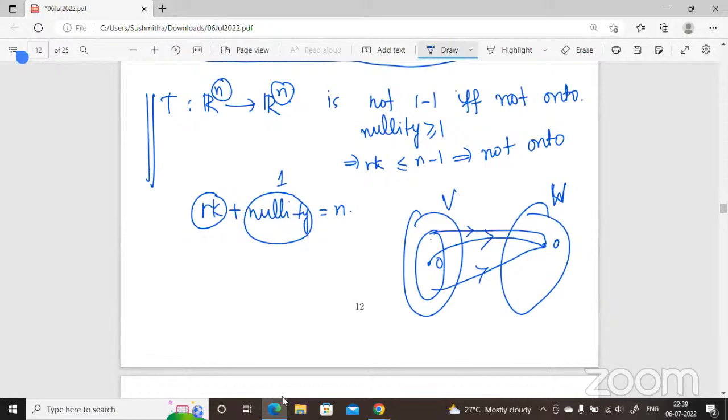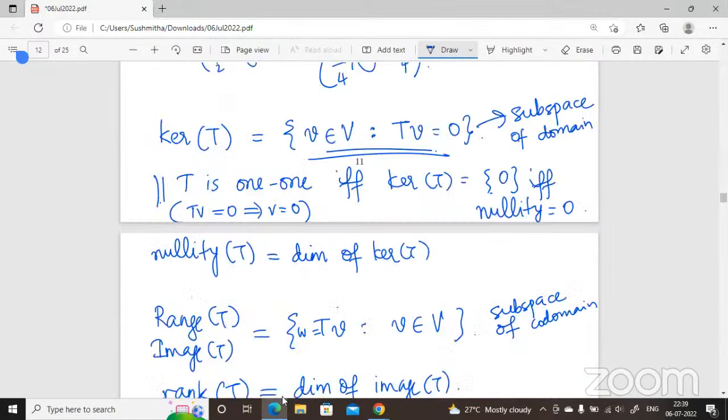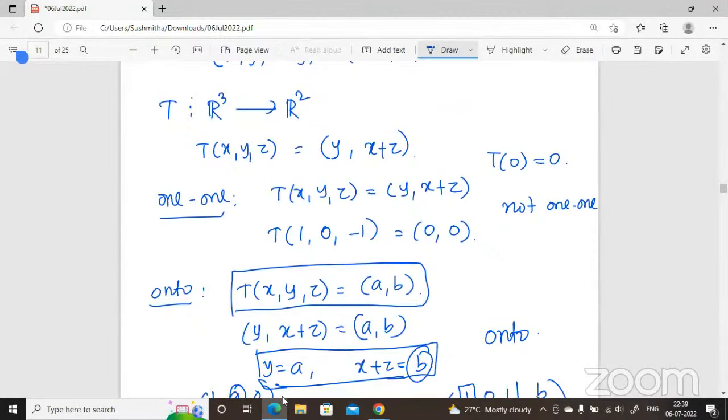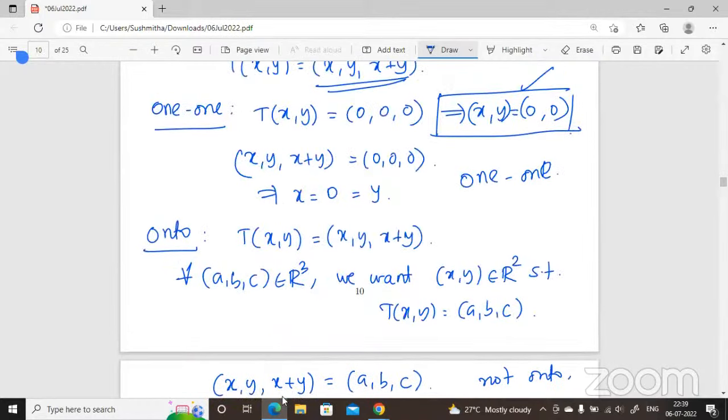And this will not hold if it is R^m and R^n, is it? Yeah, this doesn't hold there, because we have seen one example is one to one but not onto, and another is not one to one but it is onto.